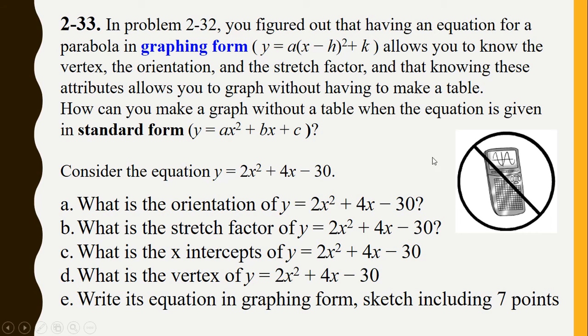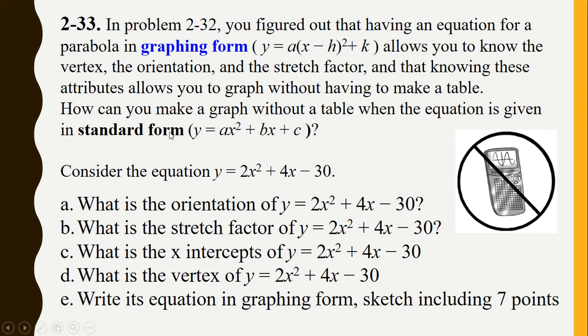Number 33 is again referring to this graphing form. Taking a look at this graphing form, we are going to analyze what we know about it. We know that the A tells you what direction the parabola is opening, if it's opening up or down, so that tells you the orientation. It also tells you the stretch factor, and then we finally can get the vertex out of this.